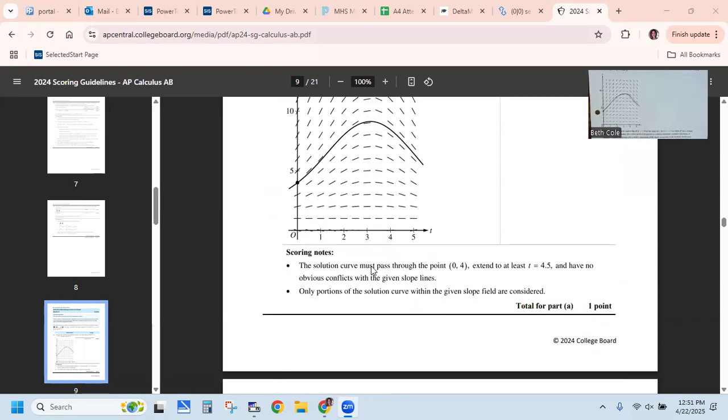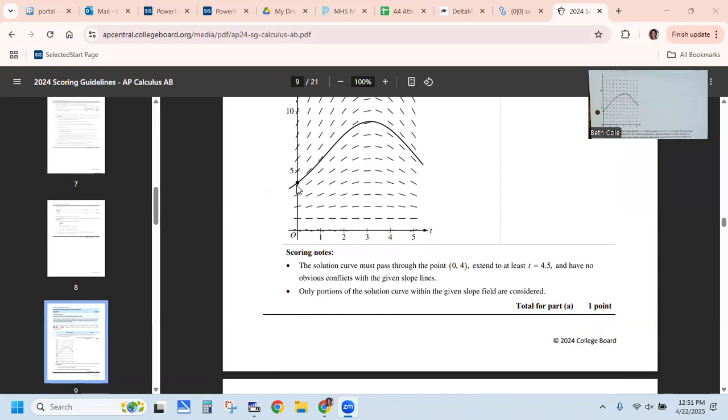So here, I'll read it to you. It says it must pass through 0.4. I don't know how you'd mess that up. They highlighted that point for you. Extend at least to 4.5. Okay, so go all the way to the edges. Have no obvious conflicts with the given slope.